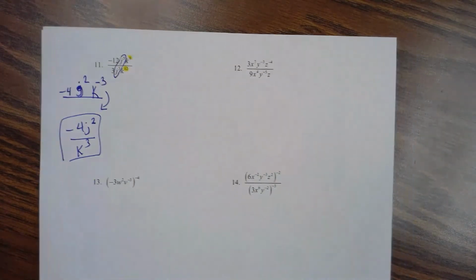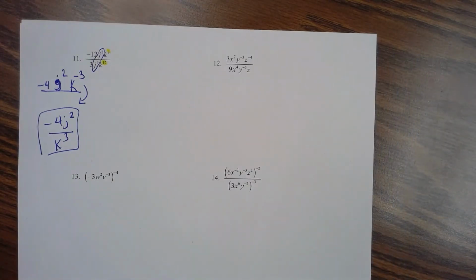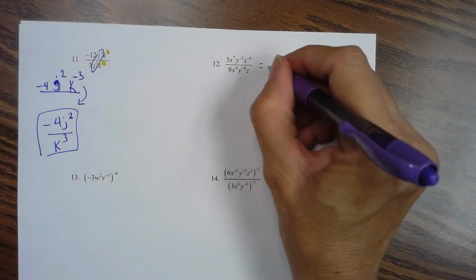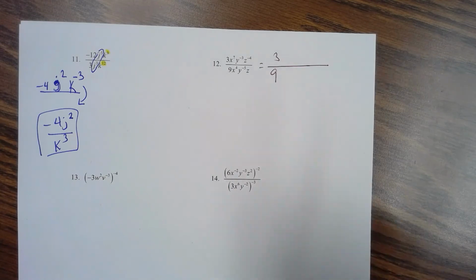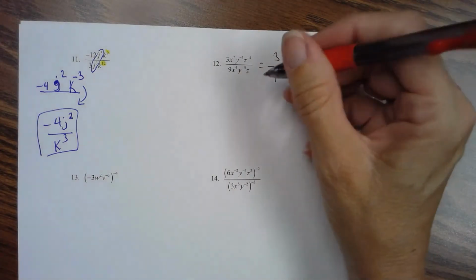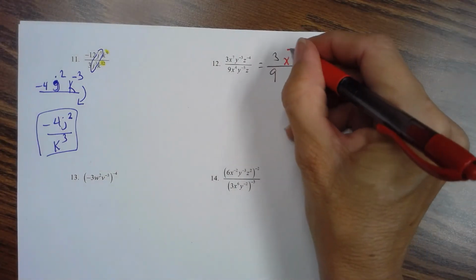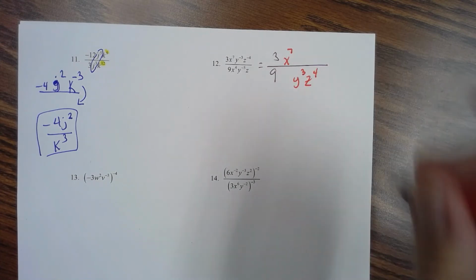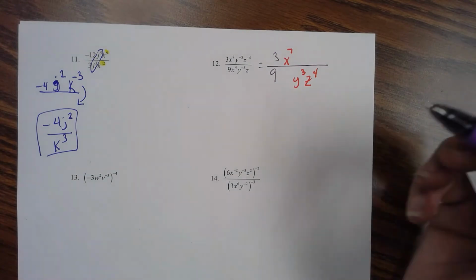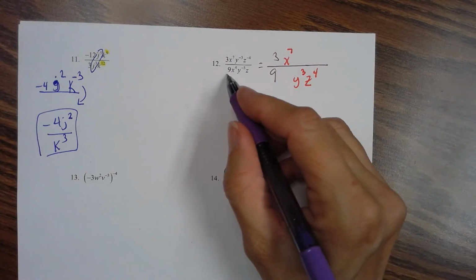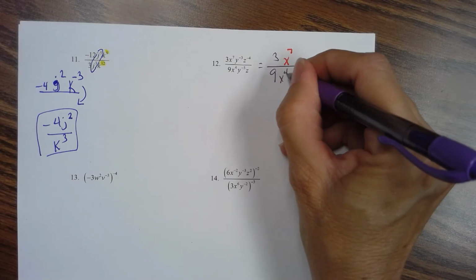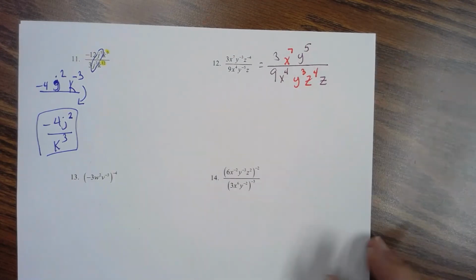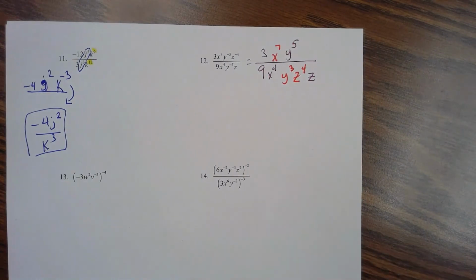So on number 12, there are no parentheses. So the next thing to do is get rid of negative exponents. So all I'm going to do is get rid of negative exponents. So the 3 and the 9 stay. Let's work with the numerator. X to the 7th stays on top, y cubed goes to the bottom, and z to the 4th goes to the bottom. Order doesn't matter because it's all multiplication. The 9 stayed on bottom, x to the 4th stays on bottom, y to the 5th gets moved up, but z stays on bottom. So all I'm doing is moving my negative exponents.